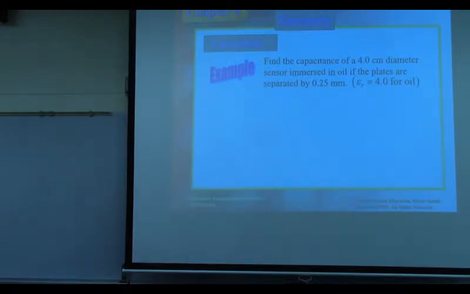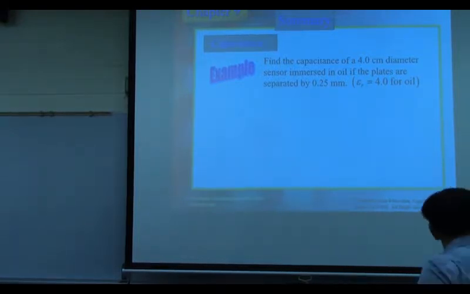Everyone is still here? So r equals 0.02. Square, then times pi. What is pi? 3.14, right? Okay, then divided by... question? What's on the wall? Okay, right on the wall, okay.